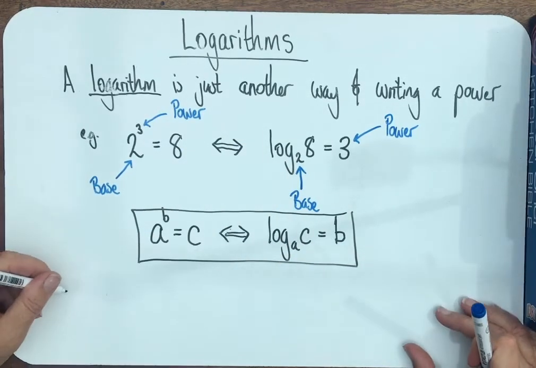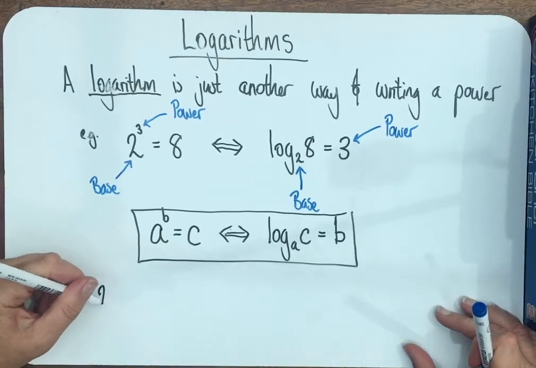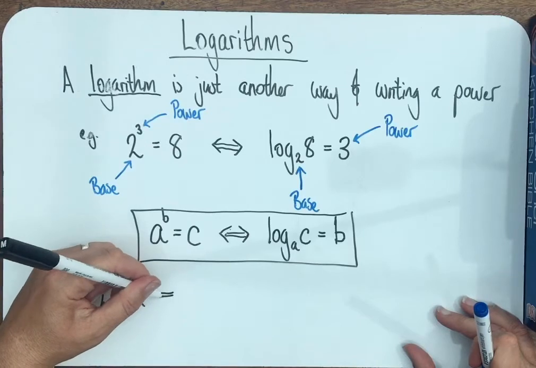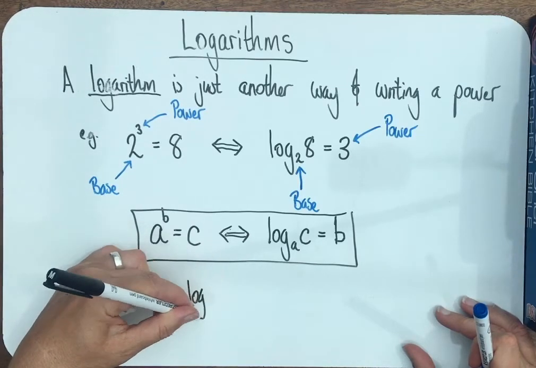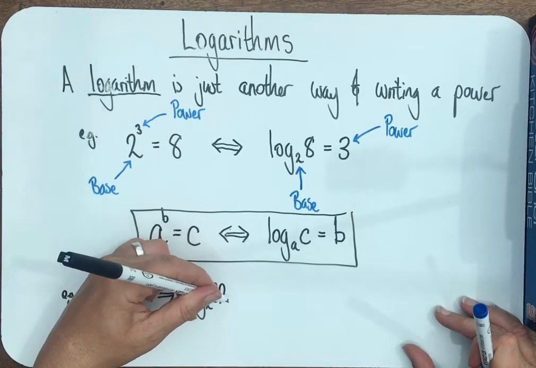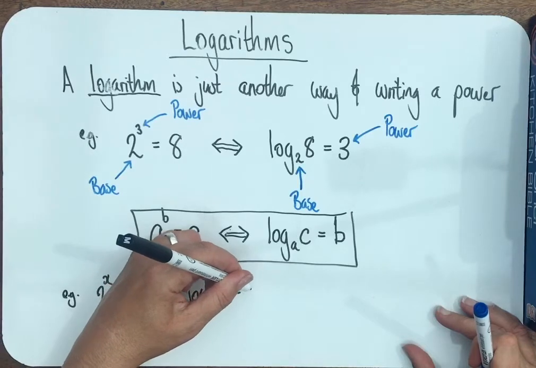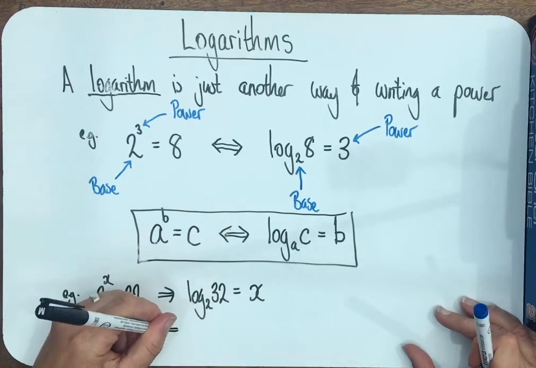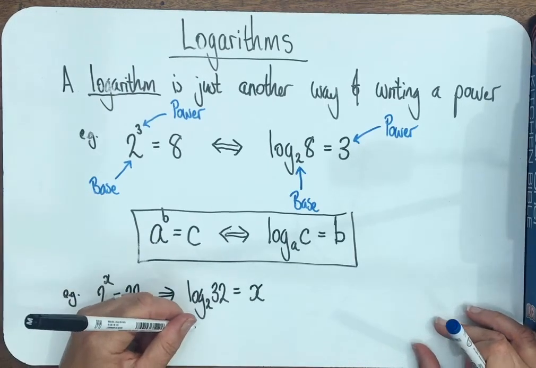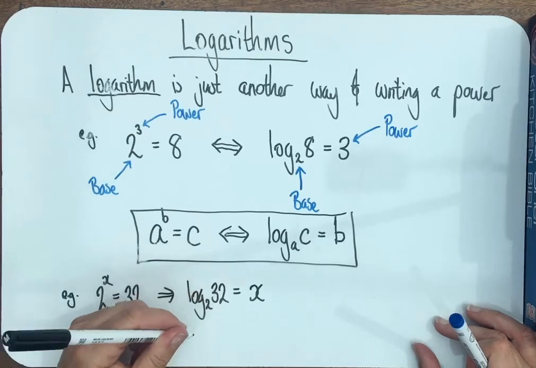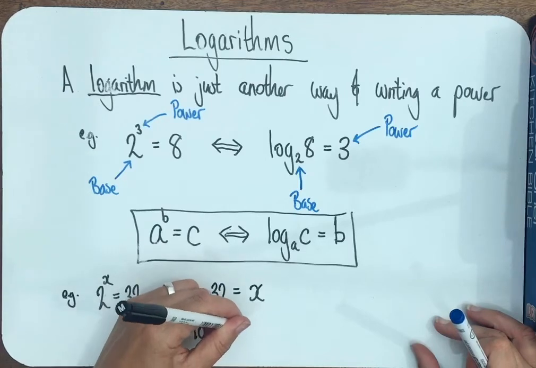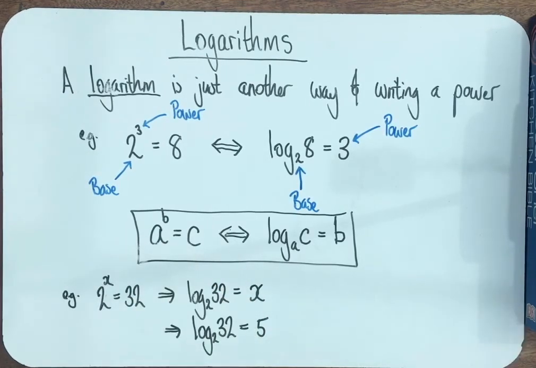So a couple of quick examples. 2 to the x equals 32 means that log to the base 2 of 32 is equal to x, and 2 times 2 times 2 times 2 times 2 is 32. 2 to the power 5 is 32. So log to the base 2 of 32 is equal to 5.